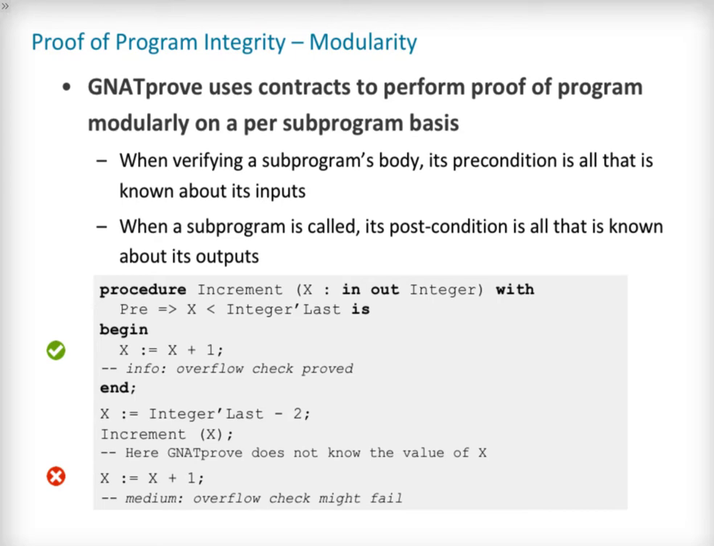For example, the code on this slide shows the body of increment can be successfully verified as its precondition constrains the value of its parameter x to be less than integer'last. In the same way, when a subprogram is called, GNATprove assumes its out and in-out parameters and the global variables it writes can be modified in any way compatible with its postcondition. For example, increment shown here has no postcondition. Therefore, GNATprove does not know that x is smaller than integer'last after the subprogram call. Therefore, it cannot prove that the following addition cannot overflow.